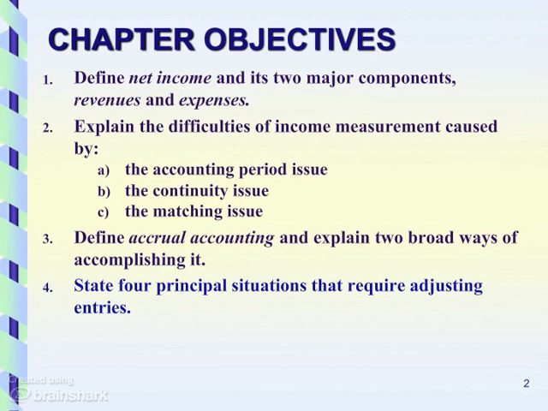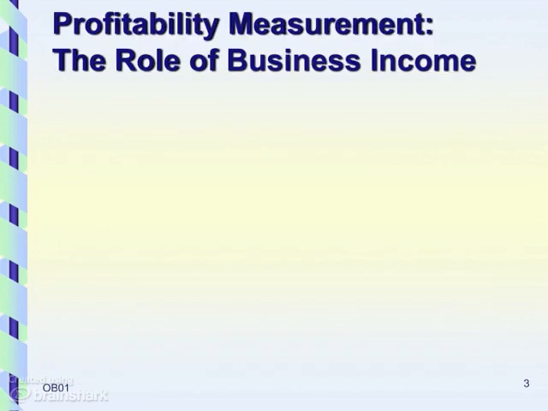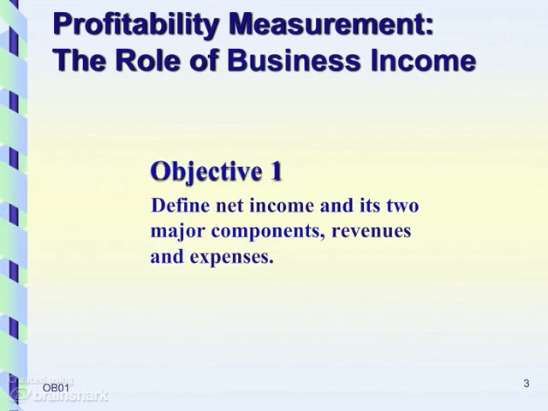We will explain the four principal situations requiring adjusting entries. We will show or demonstrate typical adjusting entries. And then, lastly, we'll talk about the financial statements that are prepared after the adjusted trial balance is completed. So our first objective is to explain net income and the two primary components of net income.